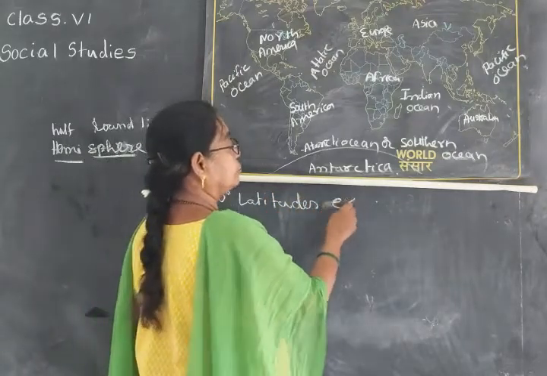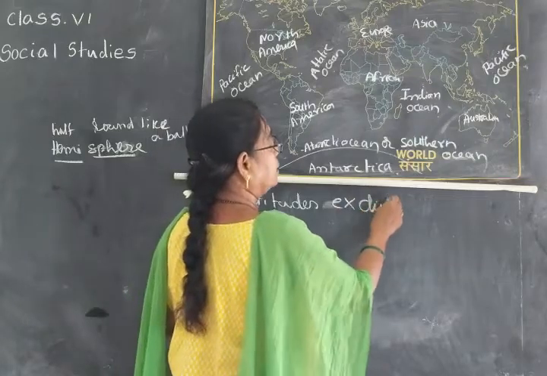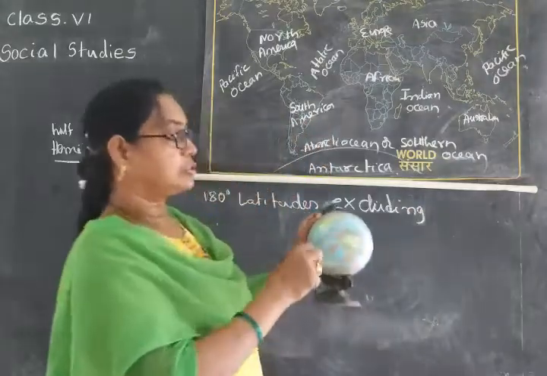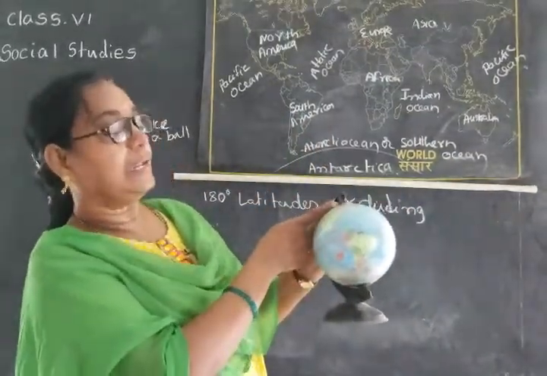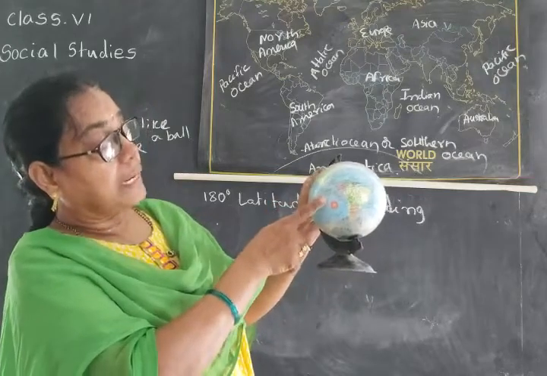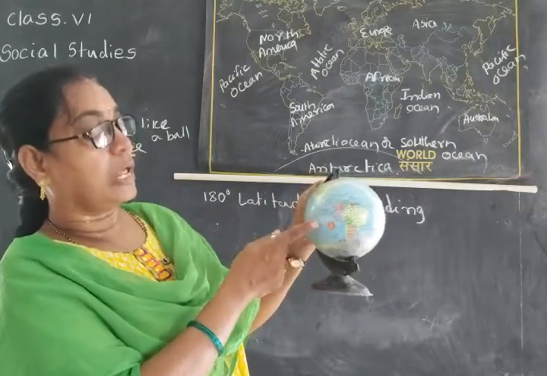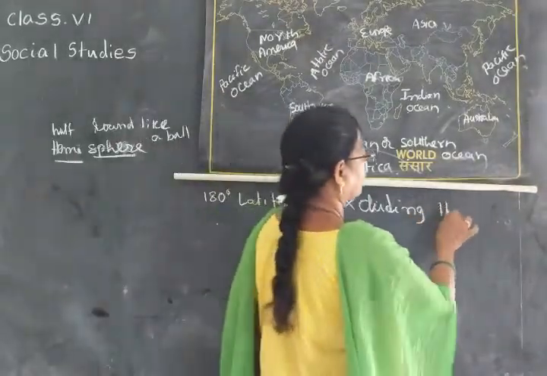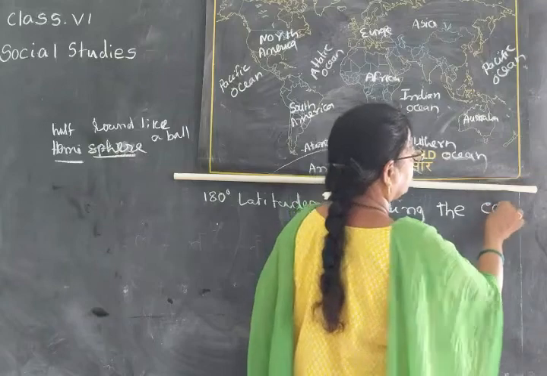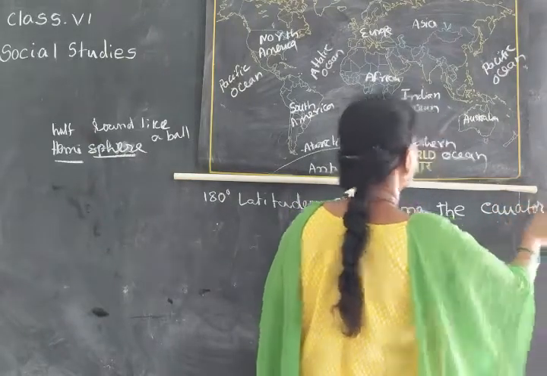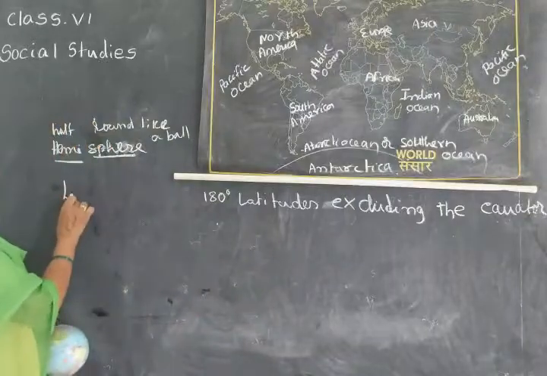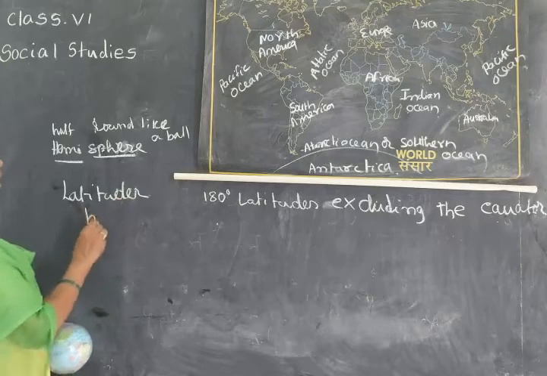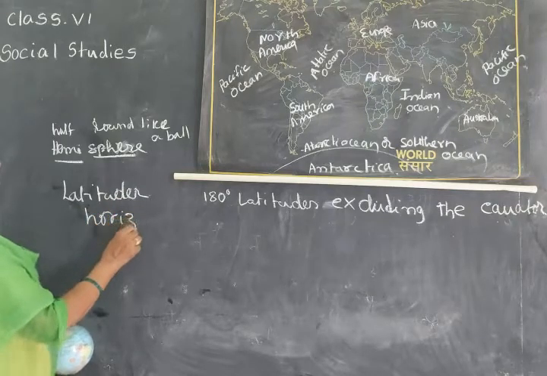Excluding means not counting, or without counting. So 90 degrees in the northern hemisphere and 90 degrees in the southern hemisphere. We have a total of 180 latitudes, excluding the equator, without counting the equator. Okay, so these are latitudes. Latitudes are horizontal lines.